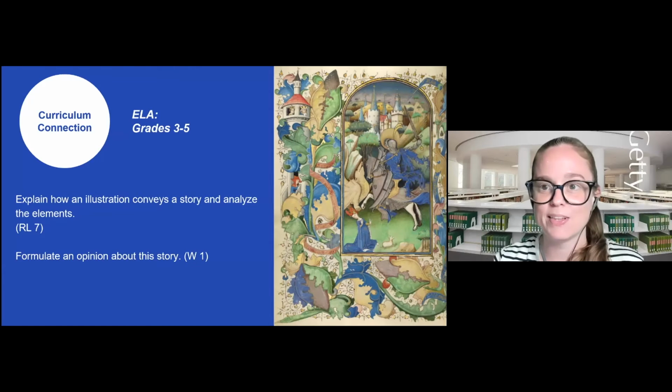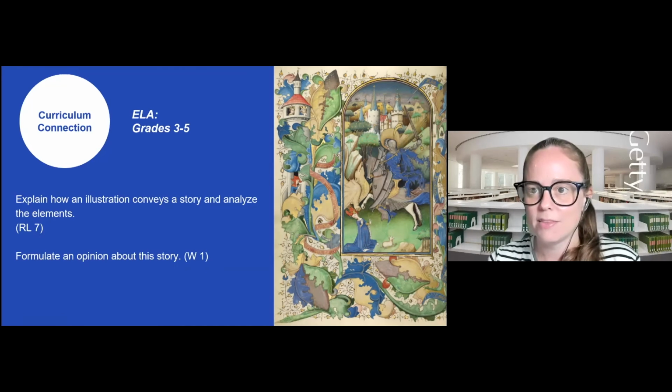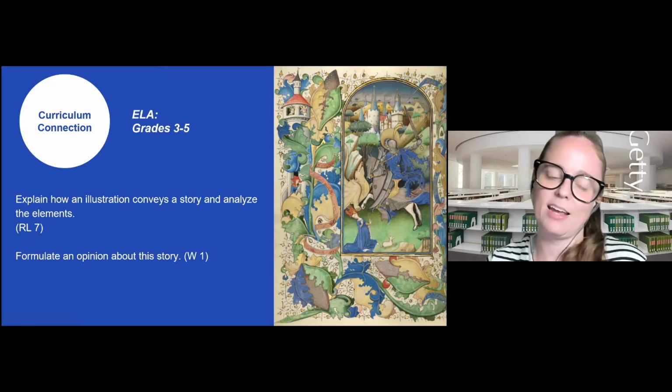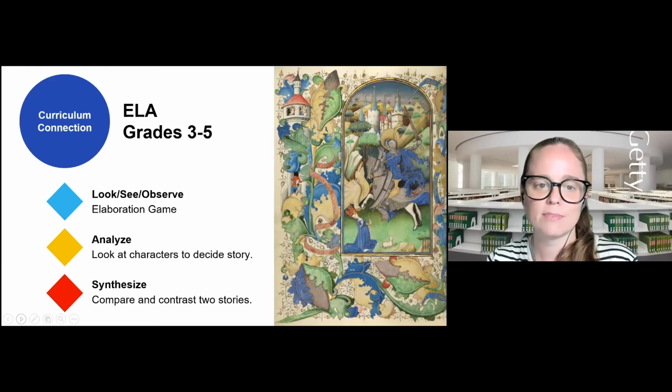All right, so the last one that I'm going to talk about before turning it over to Rebecca is this medieval manuscript of St. George and the Dragon. And this connects to, again, reading literature, how an illustration conveys a story and analyzing the elements. And then we're also going to formulate an opinion about the story. So there are three activities for this one.